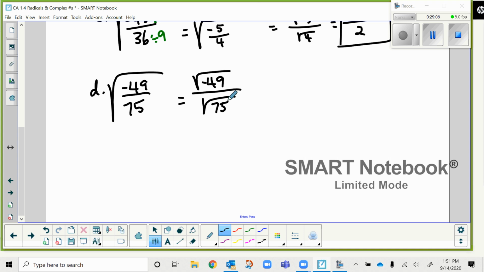Okay, square root of negative 49 over the square root of 75. Now on the top, it's pretty easy. 49 is a perfect square. And we can't forget about the negative. So always remember there's really 2 things happening when there's a negative. It's negative 1 times the 49.